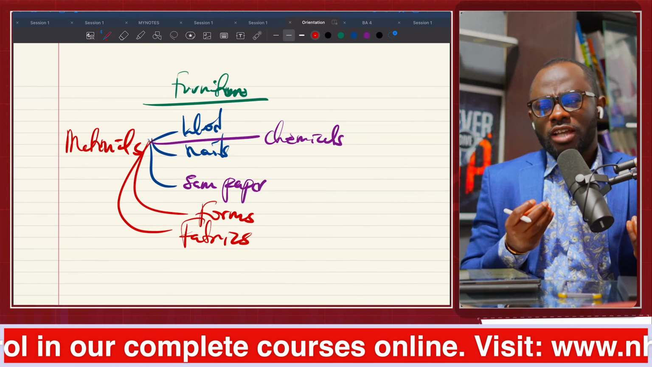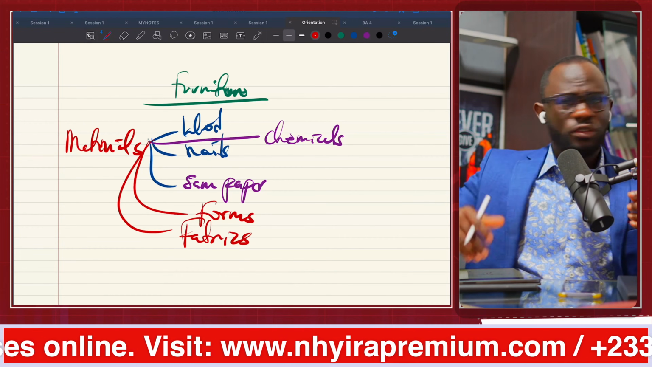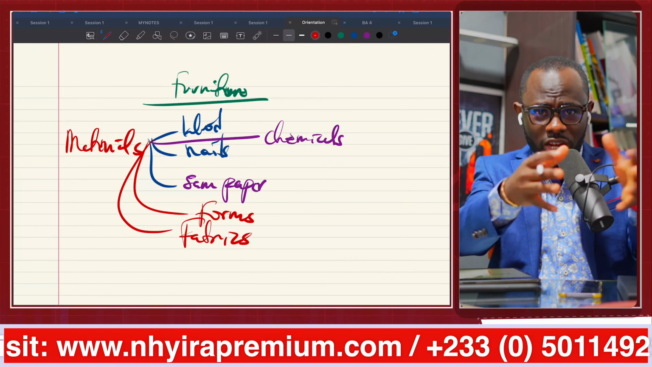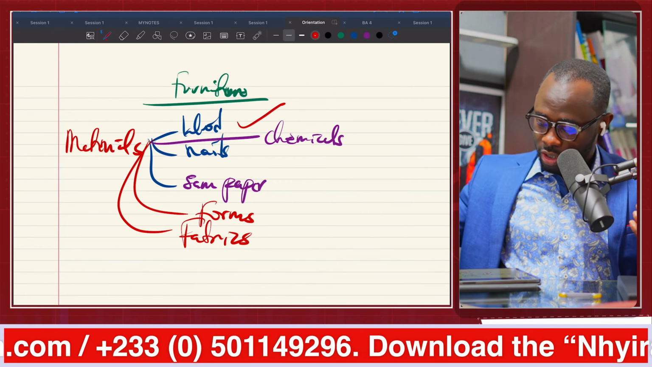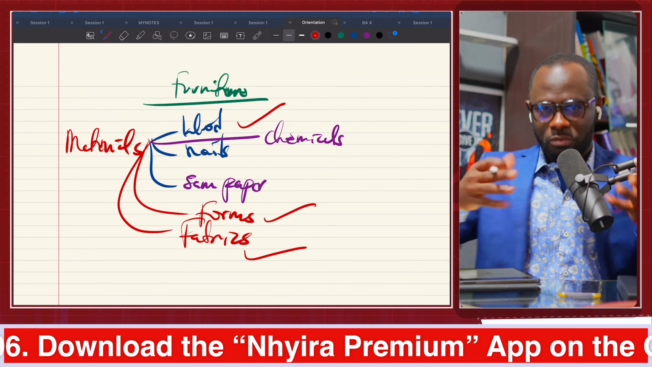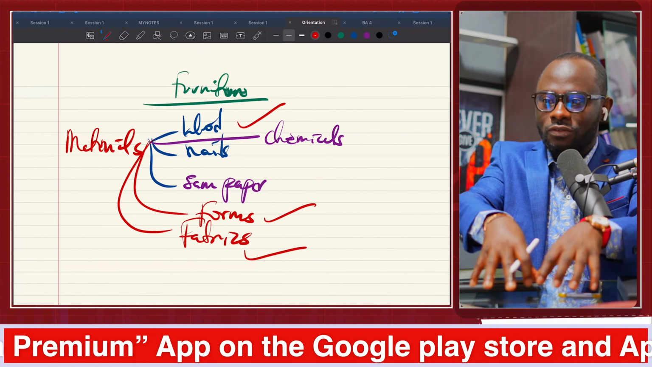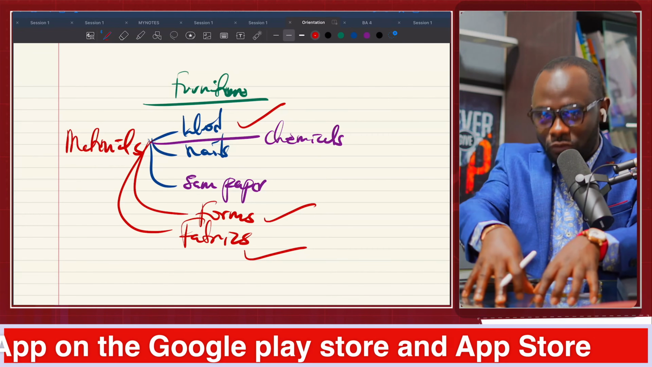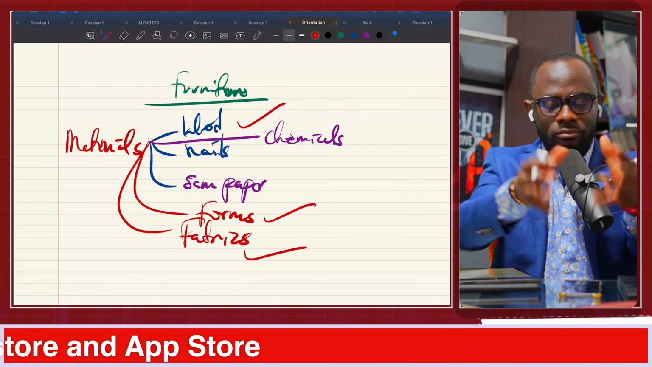Now the question you ask yourself is, when you see a furniture, which of these materials can you really relate with a furniture? Certainly you will see the wood, you will see the foam, you will see the fabrics on it, because you see the fabric first, then you sit on it, you're like, oh, this is very comfortable to sit on, right? So you can trace them.